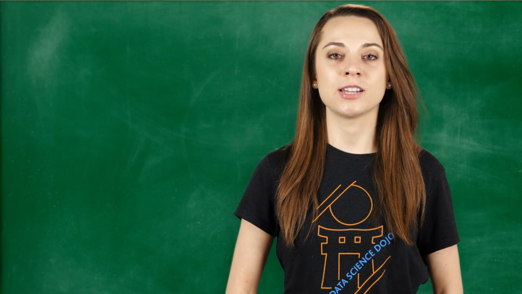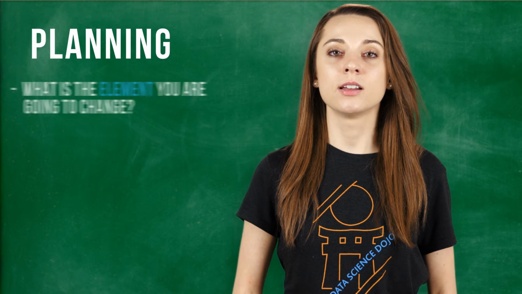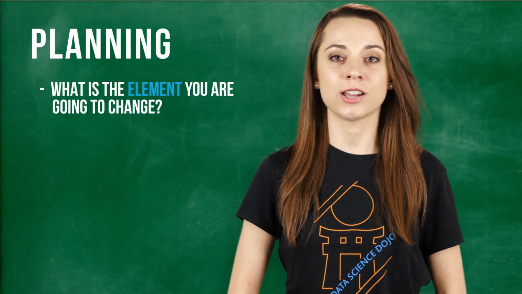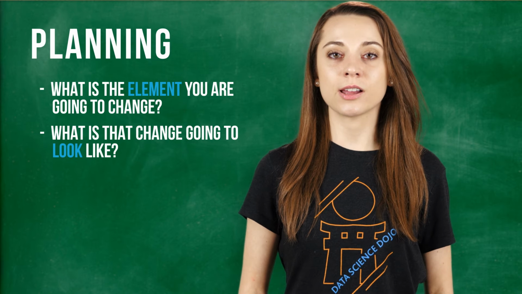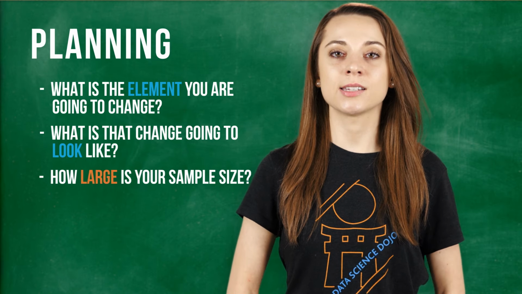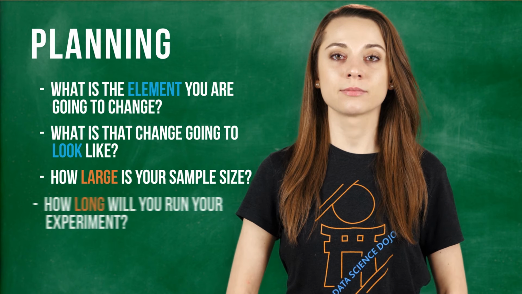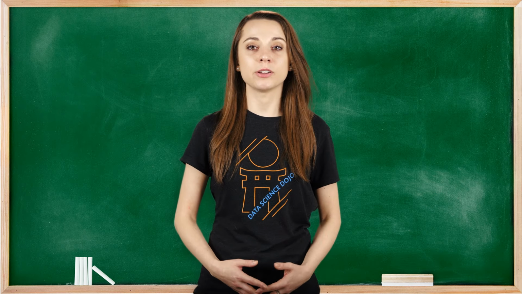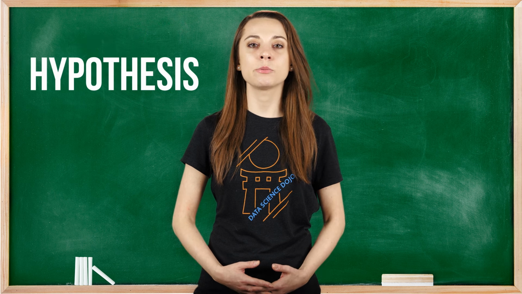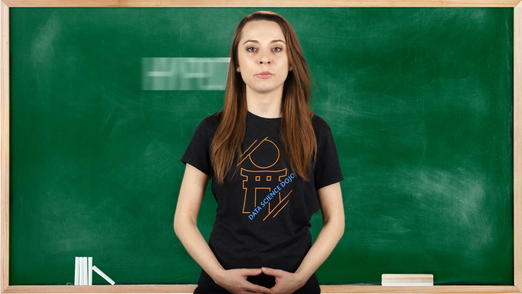The first step in experimentation is planning. This is where you ask yourself your pressing business questions, such as what is the element you are going to change, and what is that change going to look like? How large is your sample size, and how long will you run your experiment? In the planning phase, you will want to know what business problem you are trying to solve, and what are the metrics and expected outcome. As mentioned previously, you are going to have to establish your criteria for success prior to running your test, and having a hypothesis helps to understand what you're hoping to learn from the experiment.